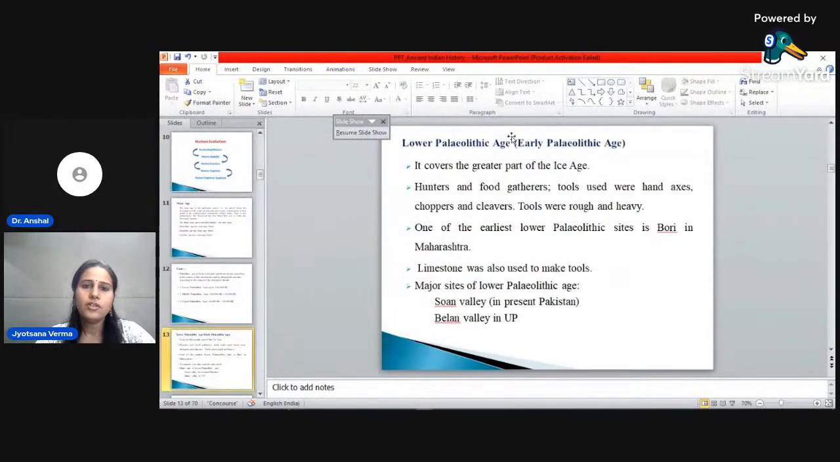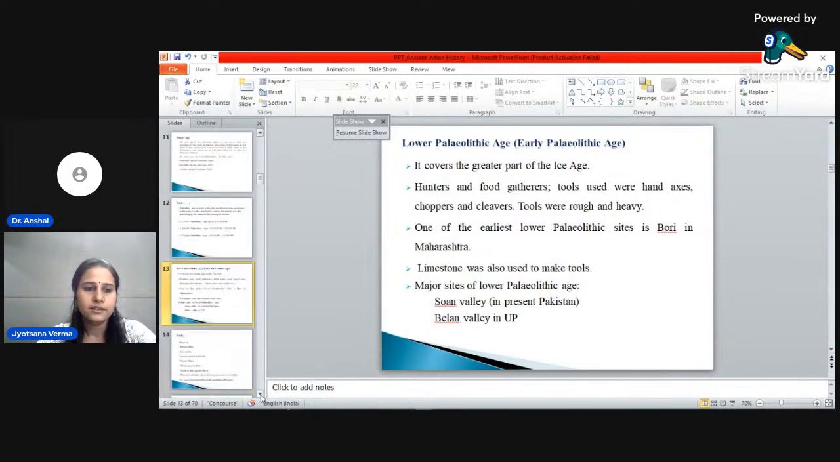Lower Paleolithic covered the greater part of the ice age, and hunting and food gathering was the main concept of this age. Tools used were the hand axe, chopper, and cleaver. Basically, in this time tools were very rough and heavy. One of the important Lower Paleolithic sites is Bori, located in Maharashtra, and other major sites were Sohan Valley in present-day Pakistan and Belan Valley in UP. These are the important Paleolithic sites.